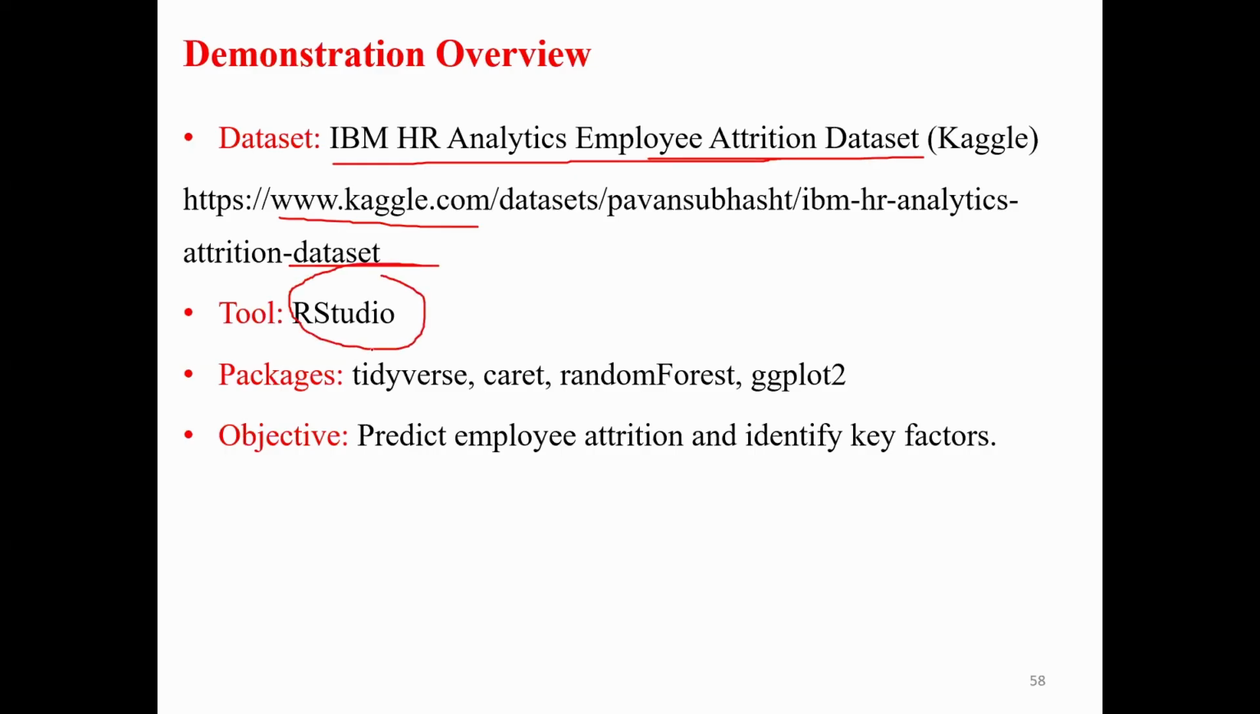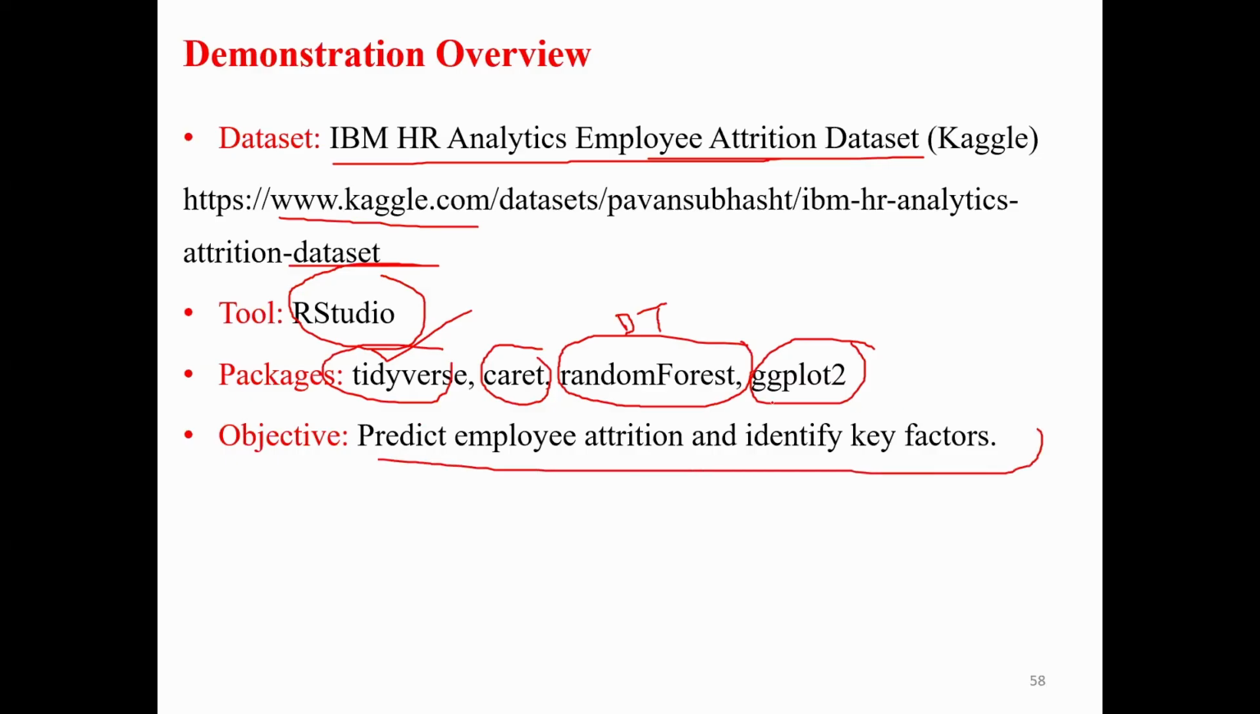These are the packages you have to load by default: tidyverse, caret, randomForest, ggplot2. ggplot2 is for plotting. Random forest is one of the machine learning classification tools or models. Similarly, decision tree is also another model. And caret would be used for the random forest and the others. Okay. Now the objective: predict the employee attrition and identify the key factors.